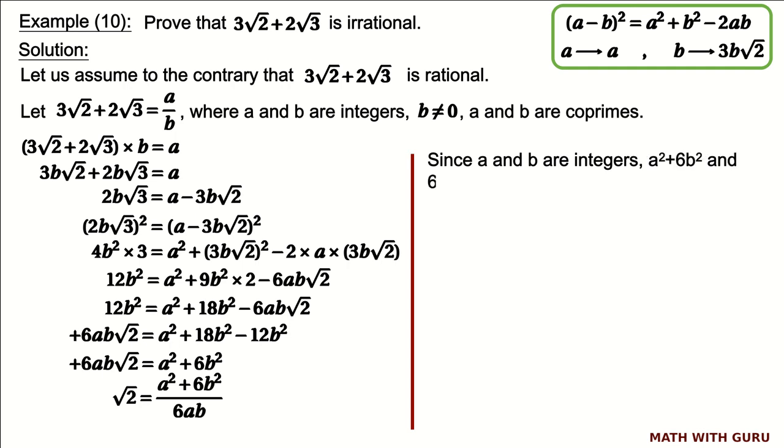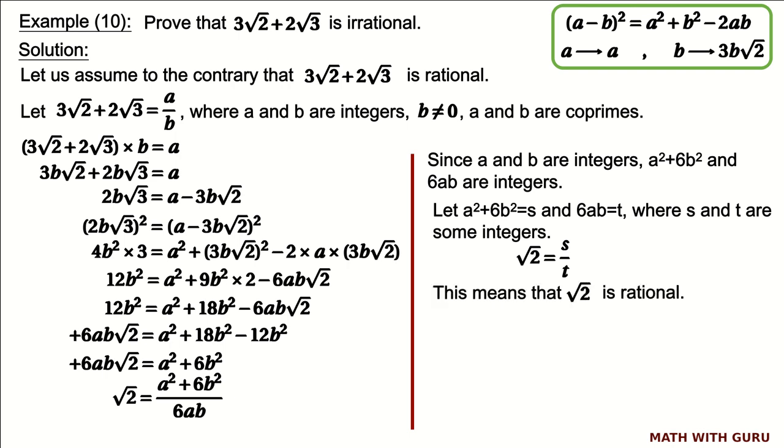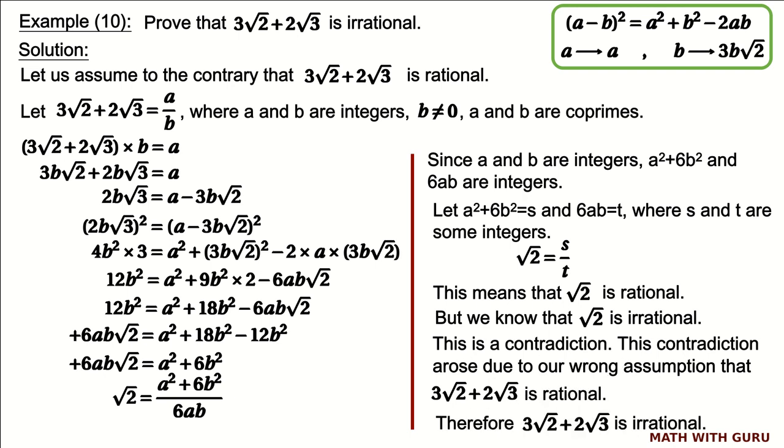Since a and b are integers, a squared plus 6b squared and 6ab are integers. Let a squared plus 6b squared equal s and 6ab equal t. s and t are some integers. Therefore, root 2 equals s over t. This means that root 2 is rational, but we know that root 2 is irrational. This contradiction arose due to our wrong assumption. Therefore, 3 root 2 plus 2 root 3 is irrational.